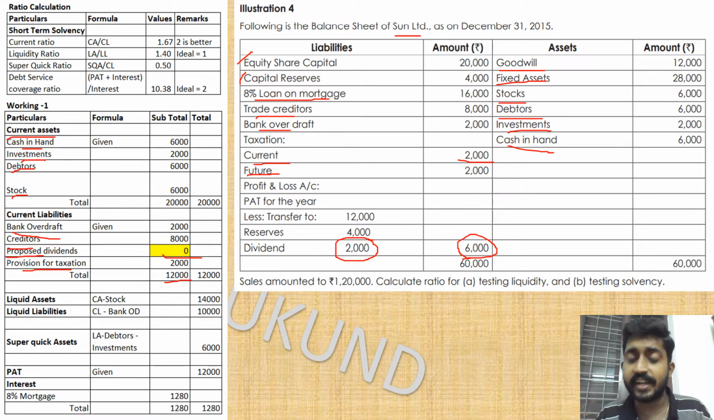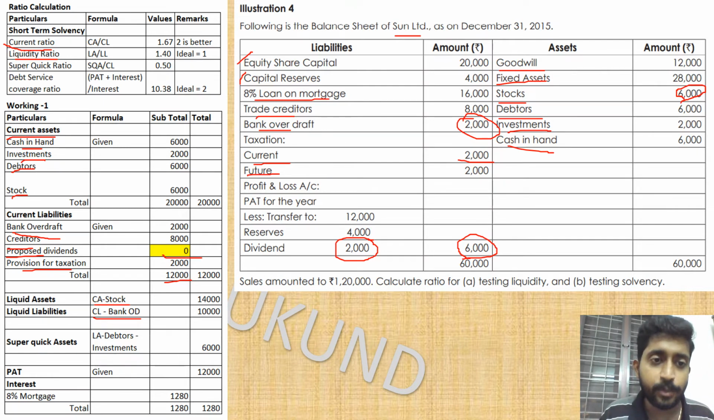So current assets is found, current liability is found. Current assets divided by current liability is going to give you the current ratio. Okay, next the liquidity ratio is going to be liquid assets divided by liquid liability. What are liquid assets? Liquid assets is current assets minus inventory or current assets minus stock. Stock value is already given, it is 6,000. Okay, so liquid assets is found. What is liquid liability? Liquid liability is current liability minus bank overdraft. Bank overdraft is 2000, given in the question. Okay, so liquid assets is found, liquid liability is found. Liquid assets divided by liquid liability is going to give you the liquidity ratio.